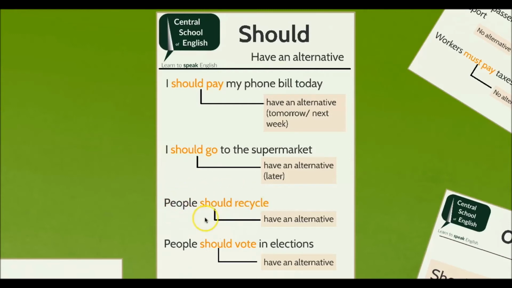To say, people should recycle, means that recycling is the right thing to do. However, there is no law to say that people have to recycle. People have an alternative. To say that people should vote in elections means that people have an obligation to vote in elections. Voting in elections is the right thing to do. However, using the modal verb should in this sentence means that people have an alternative.